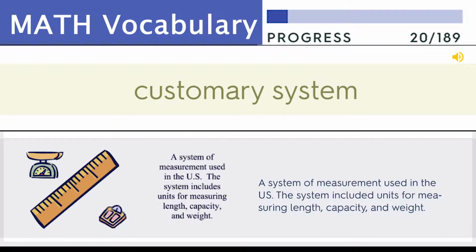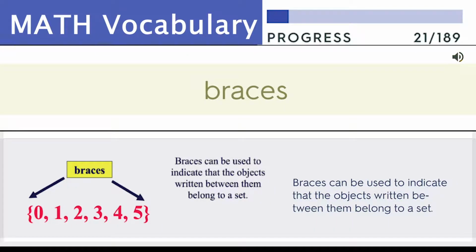Customary system. A system of measurement used in the U.S. The system includes units for measuring length, capacity, and weight. Braces. Braces can be used to indicate that the objects written between them belong to a set.